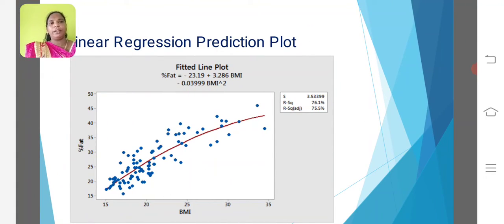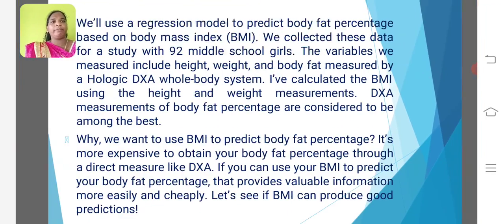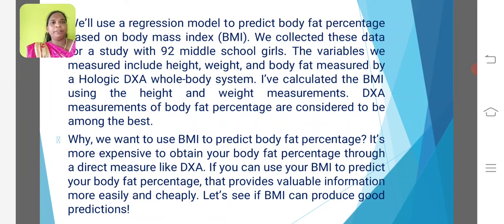This is a linear regression prediction plot graph. For example, while predicting body fat percentage with the help of BMI, the body mass index measurement is very costly. Instead of that, we can use DXA. This measurement is also used to predict the body fat percentage. Using this, we can measure height and weight.